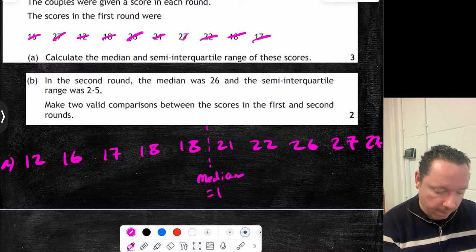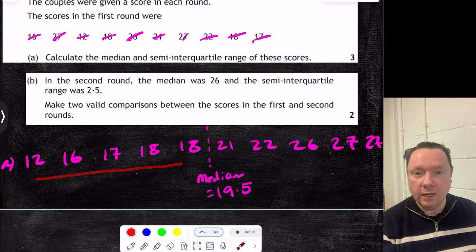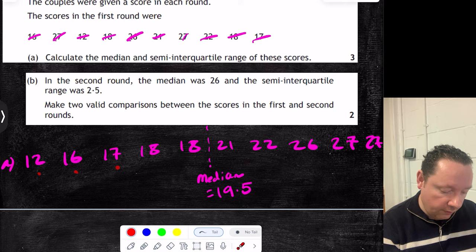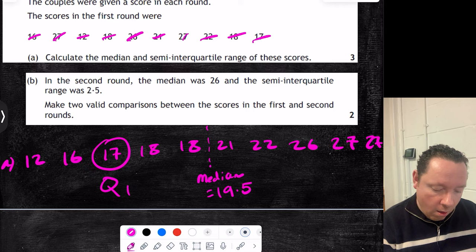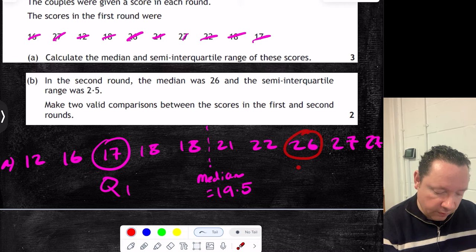Now your quartiles, it's just the middle of the first half for the first quartile and the middle of the other half for the upper quartile. So 1, 2, 3, 4, 5, the middle number 17. So that's quartile 1. And 1, 2, 3, 4, 5, the middle number 26, so that's quartile 3.